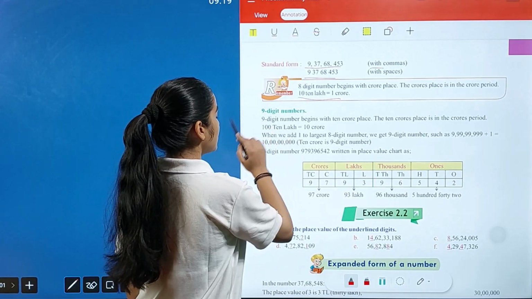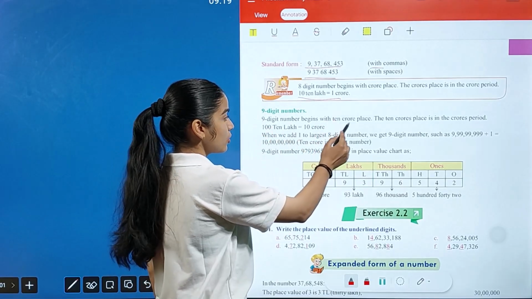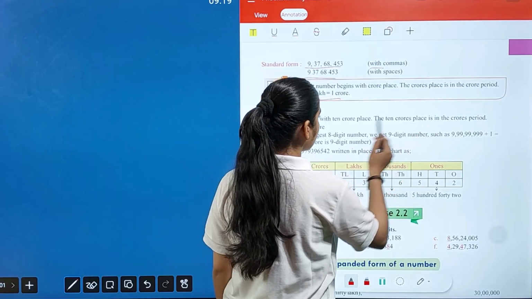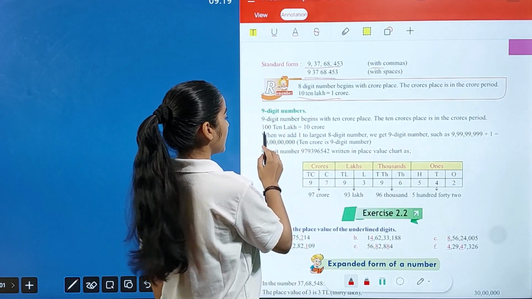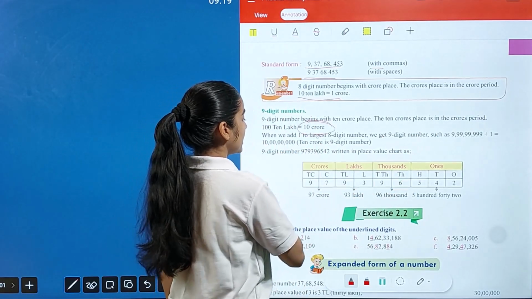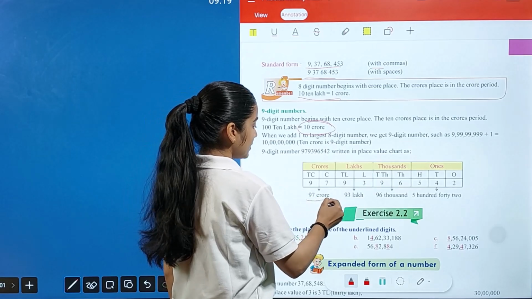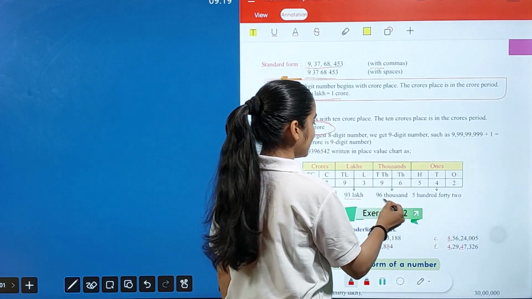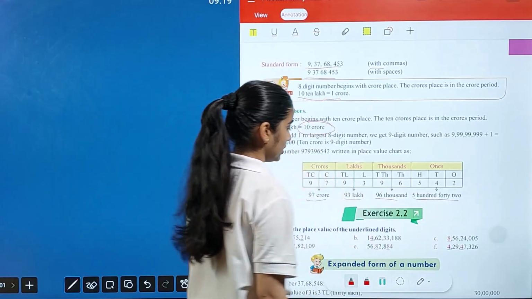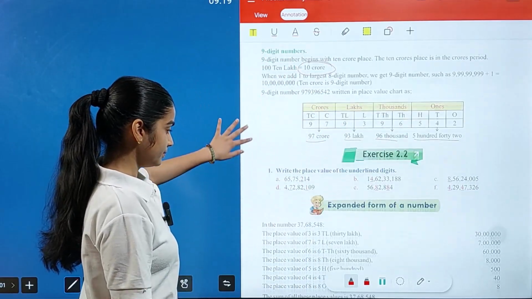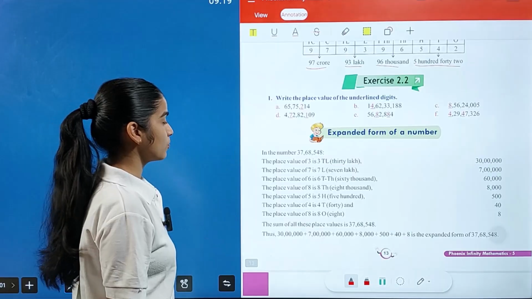The crore place is in the crore period, and 10 lakh is equal to 1 crore. Now we have a 9-digit number. A 9-digit number begins with the 10 crore place. The 10 crore place is in the crore period. 100 lakh is 10 crore. So 97 crore 93 lakh 96,542.